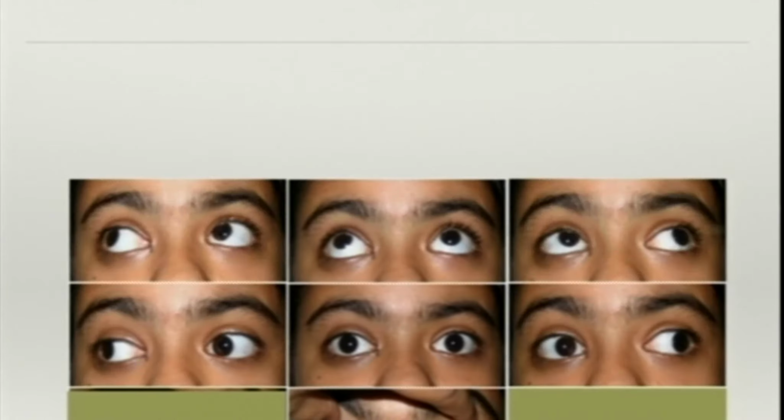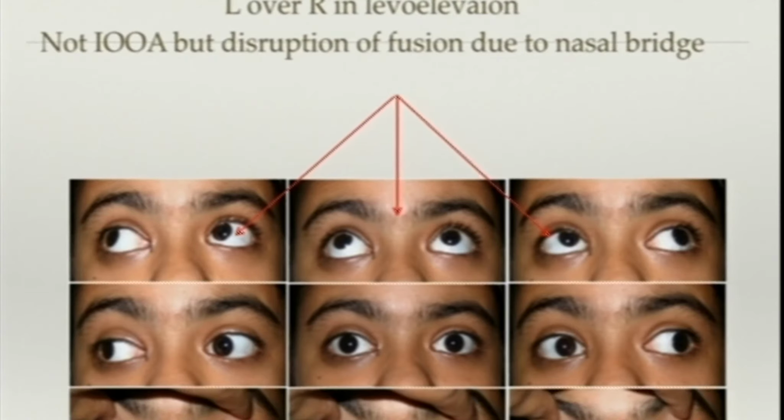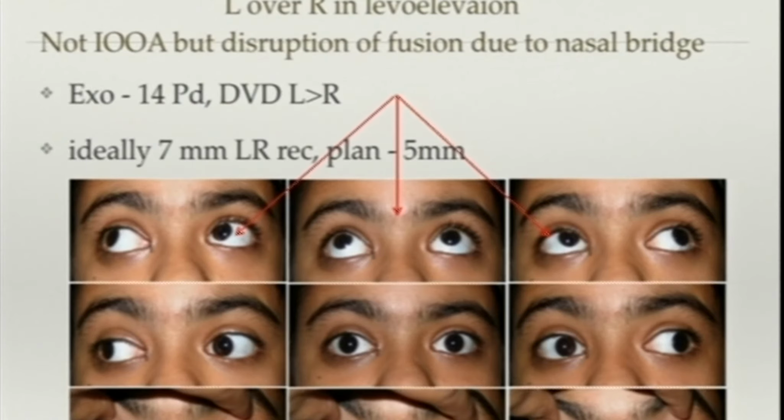Now, this is another patient showing you an increase in the exodeviation in up and down gaze. But here, the cause is not inferior oblique overactions, but a DVD. There is slight R over L, and this is because of the disruption of the fusion by the nasal bridge. That is why she has this inferior oblique overaction-like picture. So she has 14 prism diopters of exo with DVD, left eye more than the right eye.